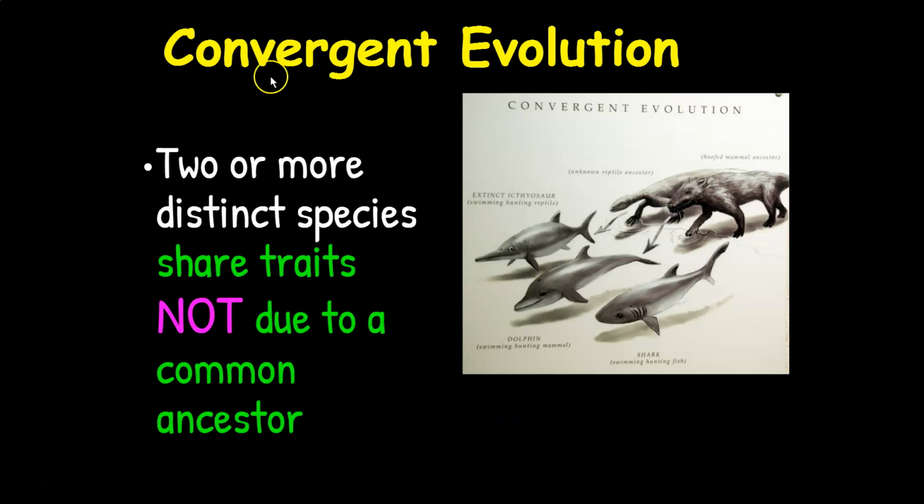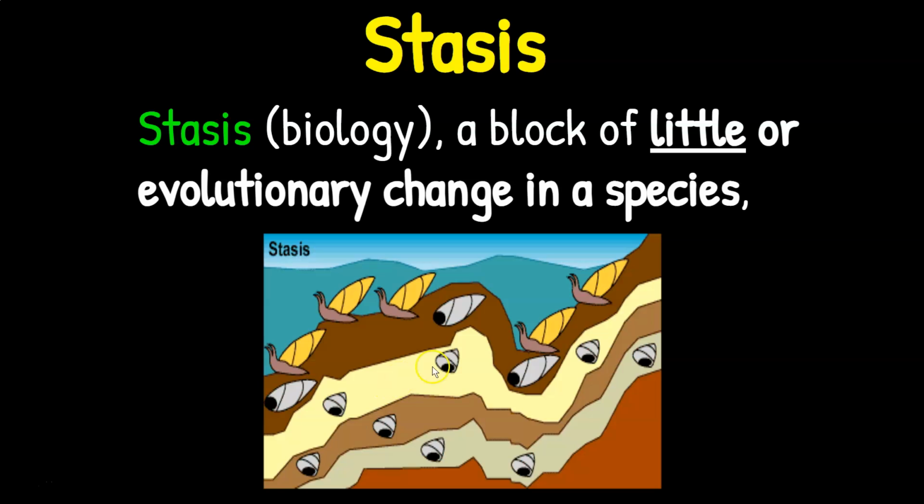So here's convergent evolution, and two or more distinct species share traits, but they're not due to a common ancestor. So if we look at these guys, we see that all these, like dolphins and sharks, for instance, they all have fins, like each other, but they're not from the same ancestor. They're from different ancestors. Like dolphins are mammals and sharks are not. So they come from a different ancestor.